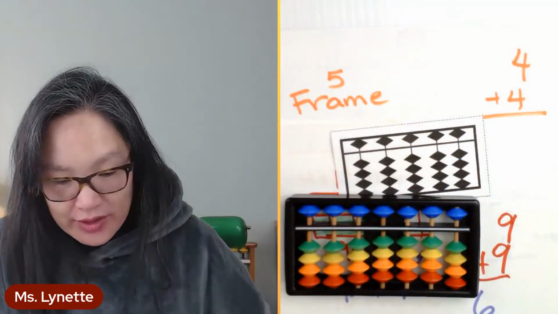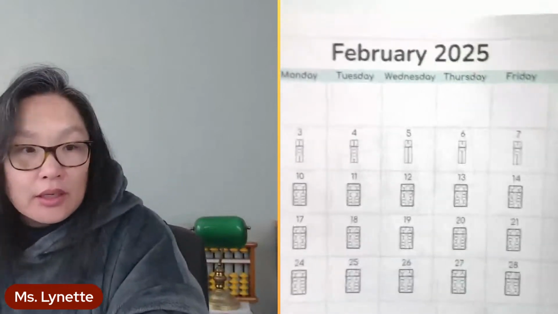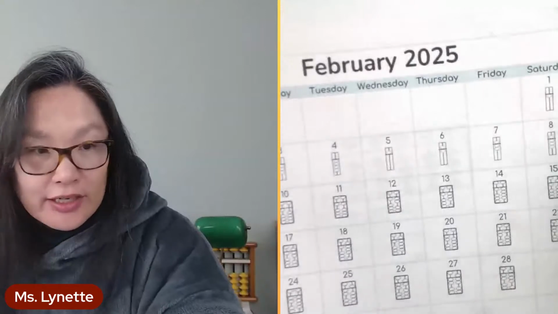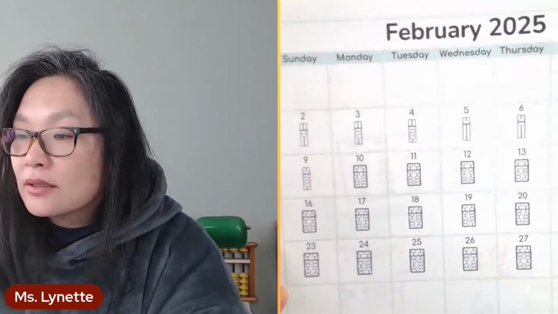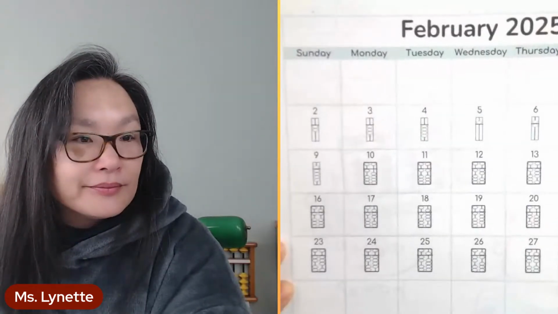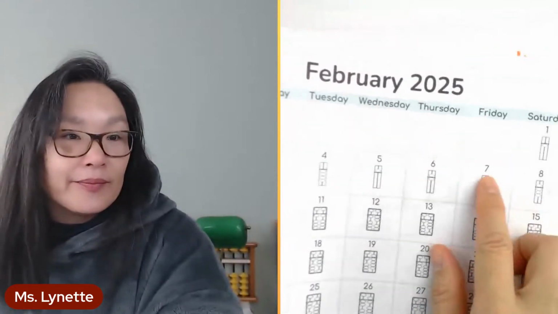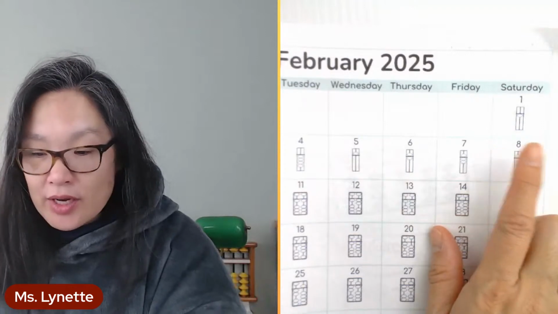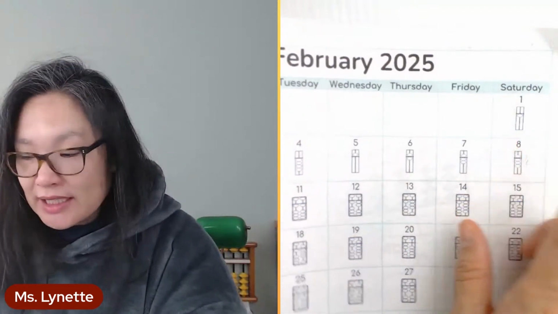Oh, counting. So I created a calendar. I don't know if you can see that. I created a calendar, and it has the abacus with it. Okay, so February 1st is coming on Saturday. If you're looking for a calendar, let me know. This is available for free. Just let me know and I can send you the link.